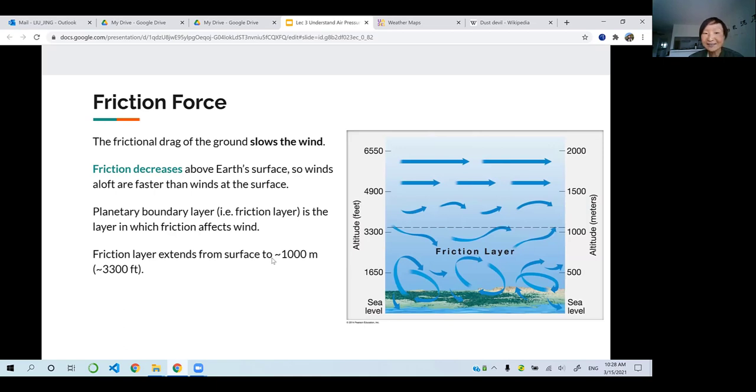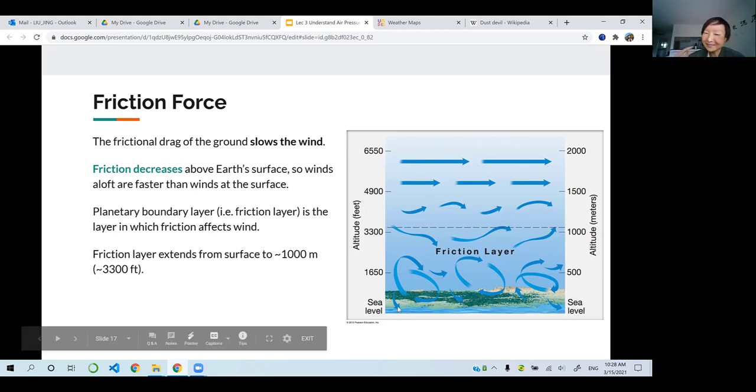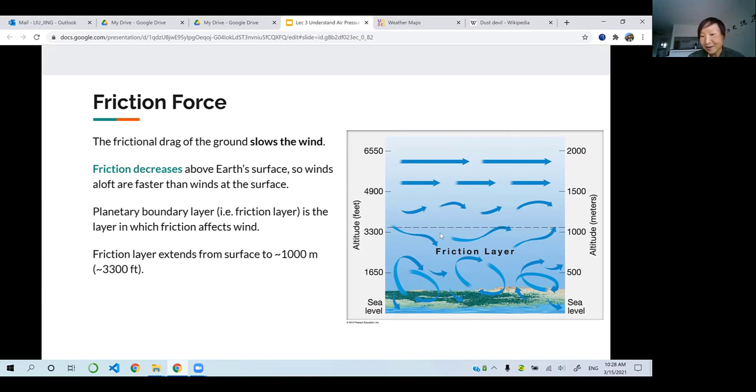Okay, friction always decreases the wind speed, like it always decreases the speed of you and me, right? But one interesting thing is that if you go high enough, you will have less friction. Above about 3,000 feet, 1,000 meters above the ground, you will have almost zero friction. So we call that the free atmosphere. That's also why airplanes want to climb up, right? Because they want to save fuel.